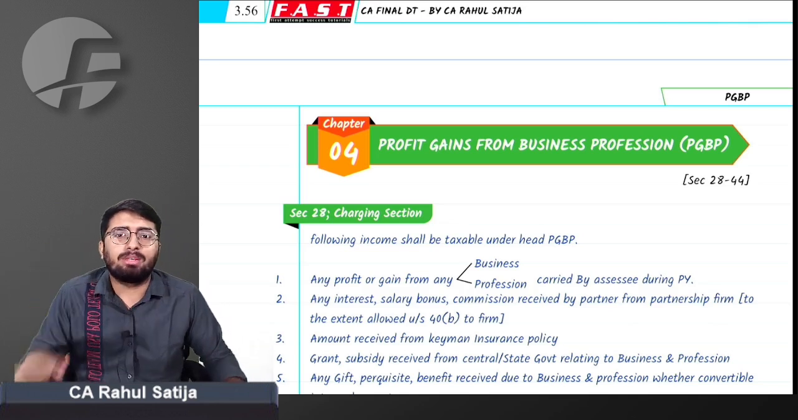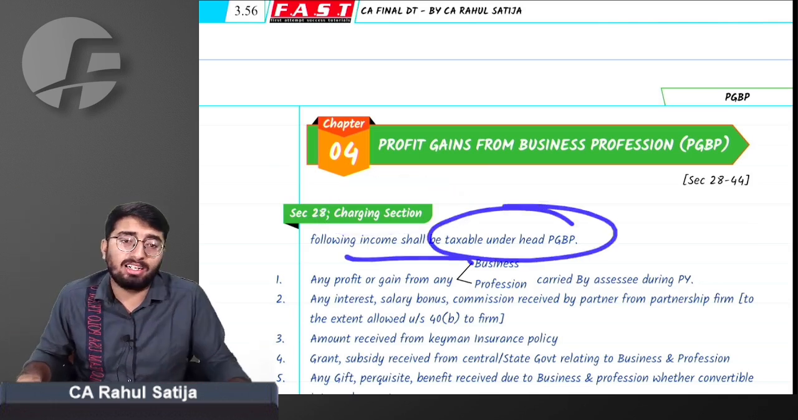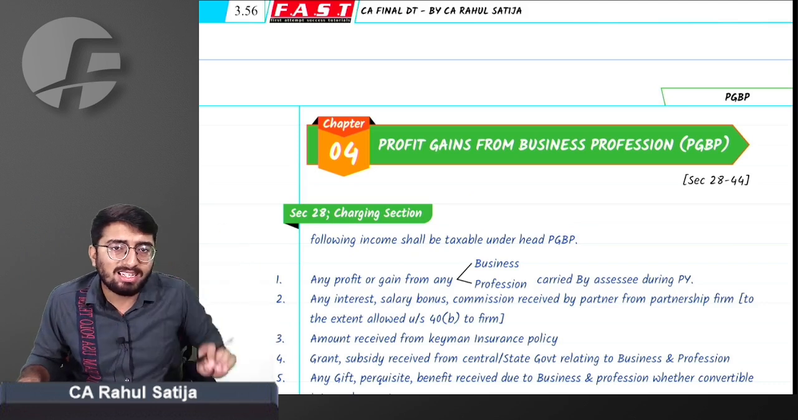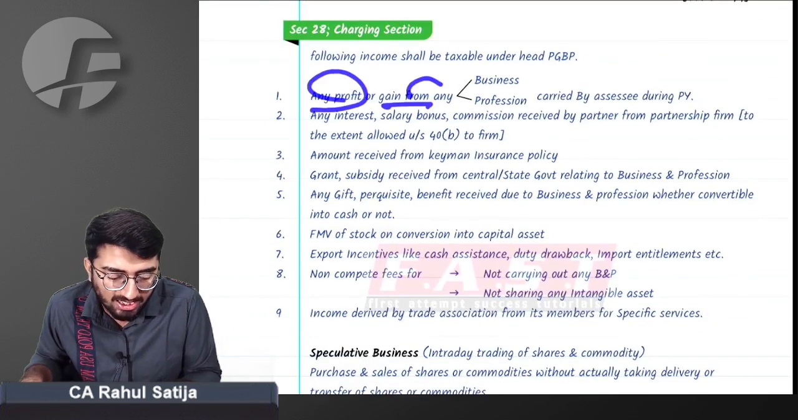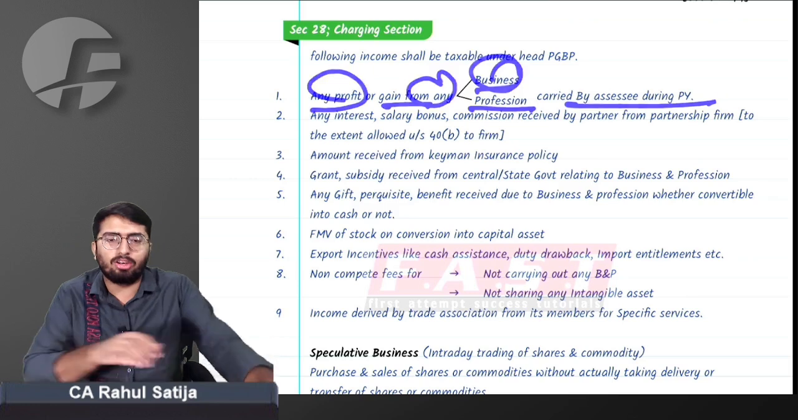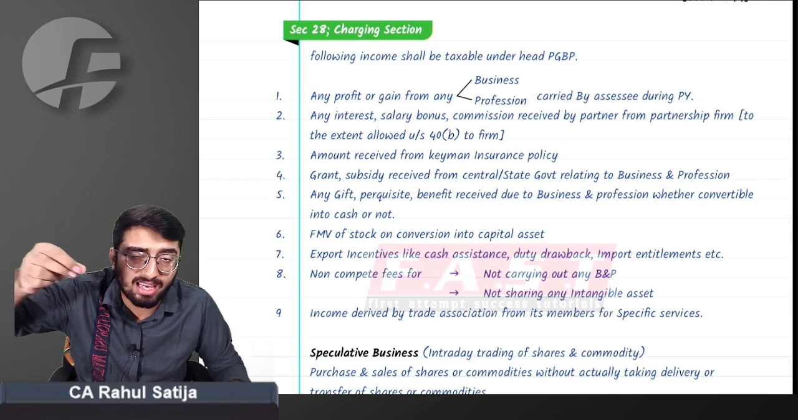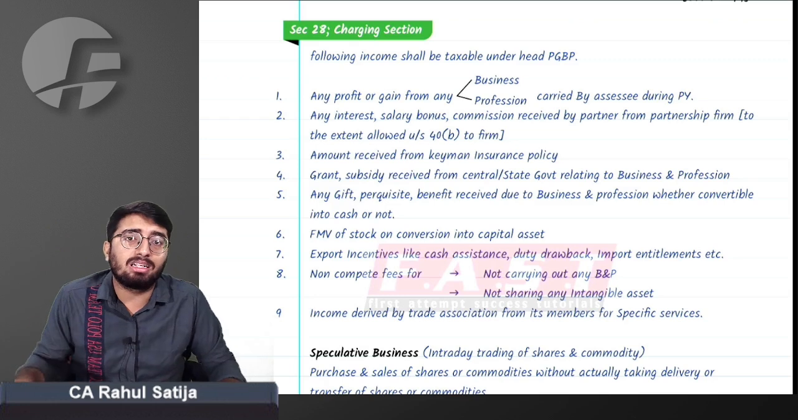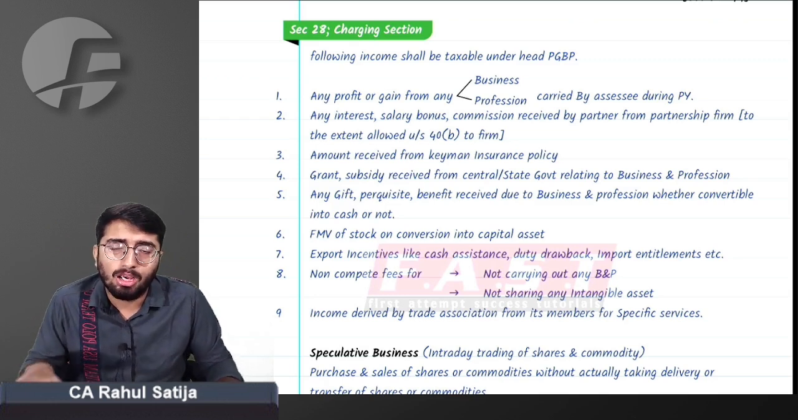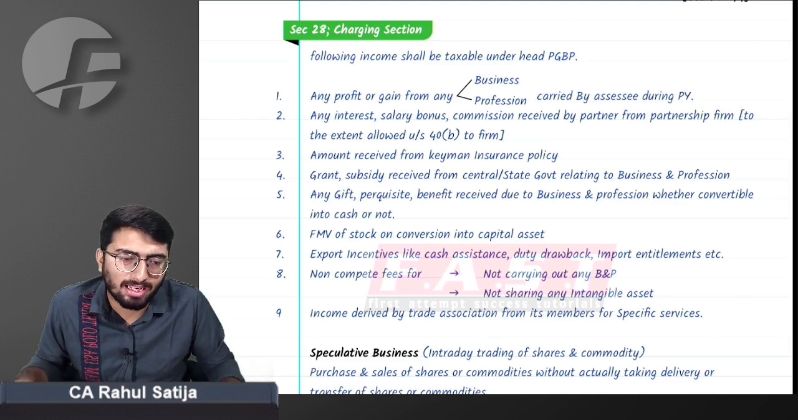Similarly, we have a charging section in PGBP. Section 28 says the following income shall be taxable under the head PGBP. All these listed items will be taxable under the head PGBP. What incomes? Any profit and gain arising from business and profession carried out by the assessee during the previous year. Even for 1 day, 1 month, or a whole year, if the assessee carries out any kind of business or profession, such income will be taxable under the head profit and gain from business and profession, or PGBP. Simple, any business gain.